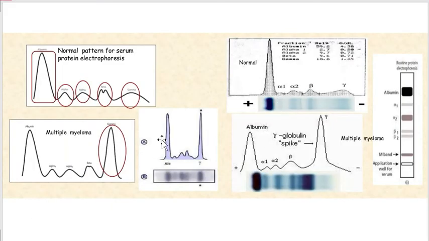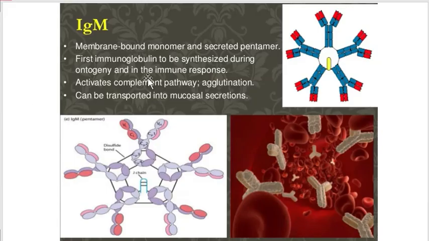So this is the diagram which basically proves that the gamma globulin fraction is the most abundant fraction present in the serum. The second important immunoglobulin class is IgM. It is the first immunoglobulin because it is present as a membrane-bound immunoglobulin, but its structure is pentameric. Because of the pentameric structure, its serum abundance is lesser than IgG. And this IgM is capable of transporting across the membrane.